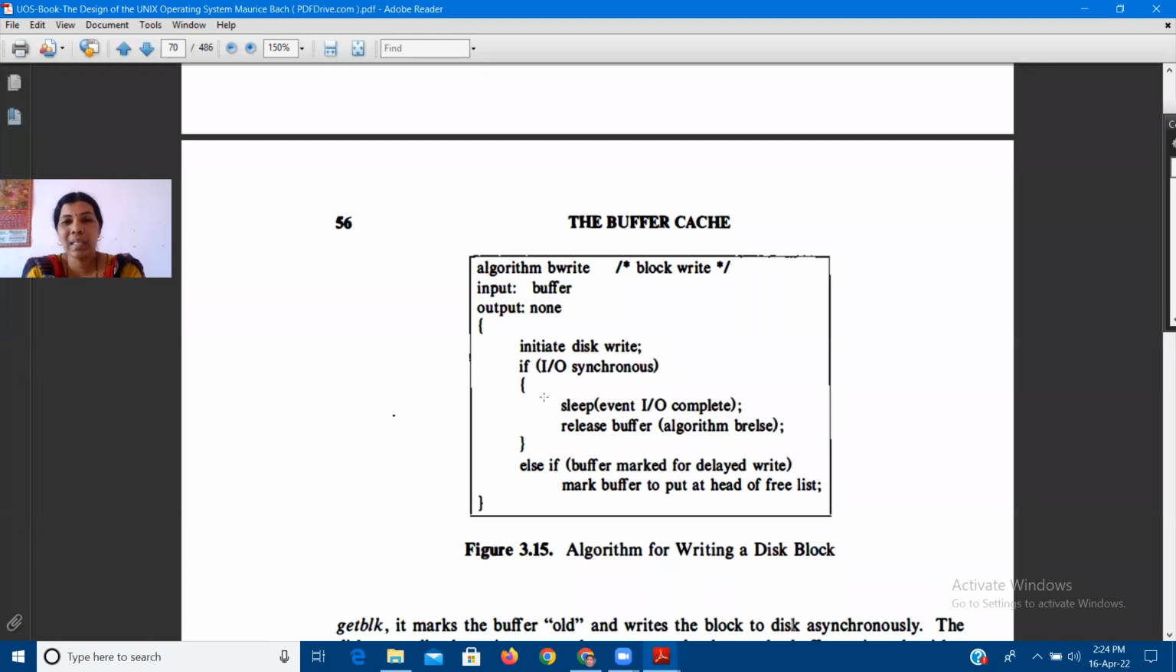So save is nothing but bwrite, buffer write. We are writing buffer to block. So in that, writing of buffer to block will be over. So directly initiate disk write. So three types of writes are there, that is either it will be synchronous write or asynchronous write, or it will be delayed write. So if IO is synchronous, sleep until IO completes.